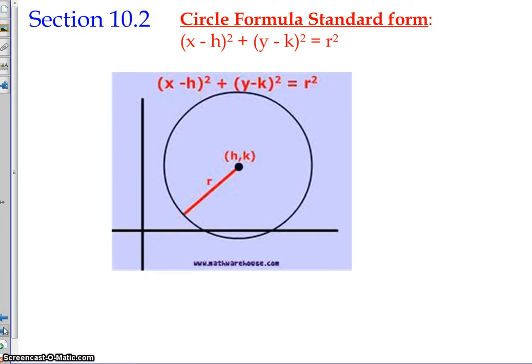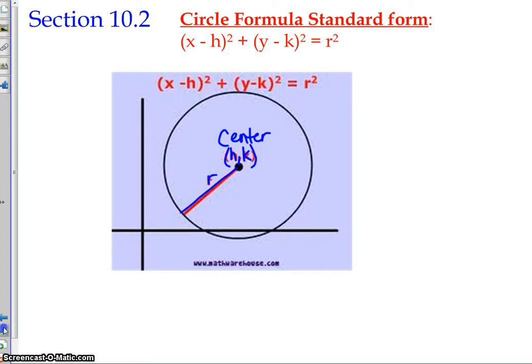So here's our circle formula, and you're going to want to write down this standard form: (x minus h) quantity squared plus (y minus k) quantity squared equals the radius squared, okay? And if you notice, the center is at the point (h, k), and our radius is that r.